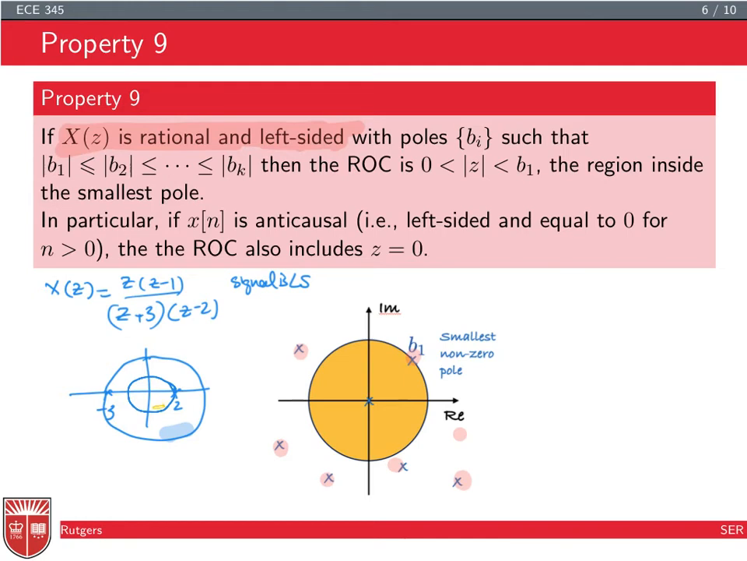So it's basically here. It's going to be this part here. So this is the ROC here. Now let's take another example.